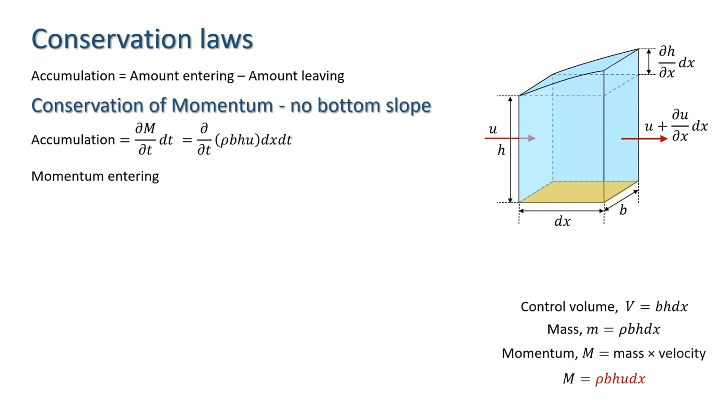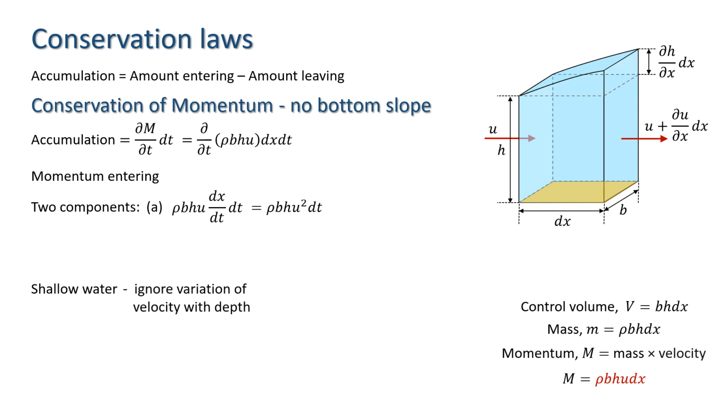Next, we need to consider the momentum entering our control volume in time dt. We have to be careful here as there are two components. The first comes directly from the motion of the fluid and is rho bhu dx/dt dt, which gives rho bhu squared dt. The second is a result of pressure forces. Here our shallow water approximations come in. Remember that we consider only a single value of the horizontal velocity u, ignoring the variation of velocity with depth. This approximation is never true, but is a reasonable approximation when the depth is relatively small.